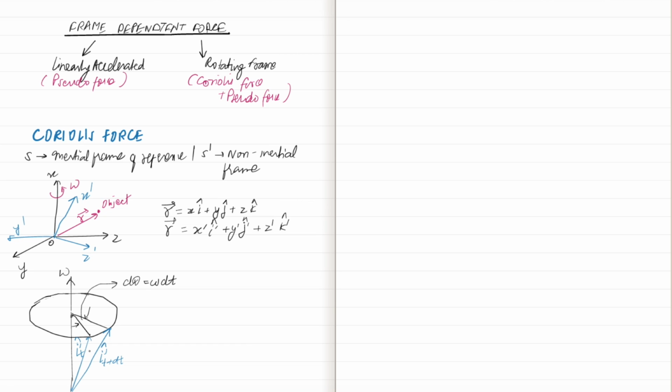Now let's try to write the change in i dash direction. If you see this vector, this is nothing but representing the change in the i dash vector, d of i dash vector, and that is nothing but, if we write this radius as r, r into d theta, that means r omega dt.